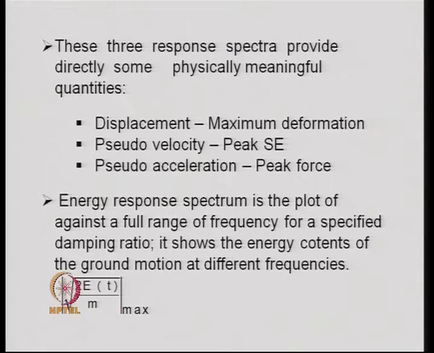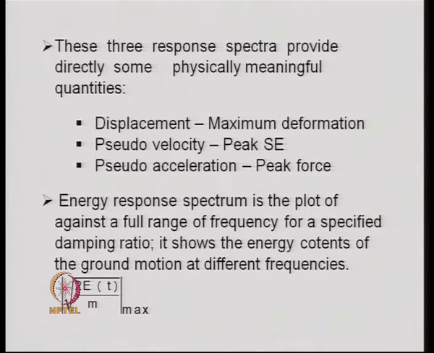Now, let us come to the energy spectrum. Energy spectrum is the plot of the energy of the system over a full range of frequency for a specified damping ratio. The energy is expressed in this particular fashion, written as square root of 2 times E t divided by m, and the maximum value of this is obtained over every instant of time t.